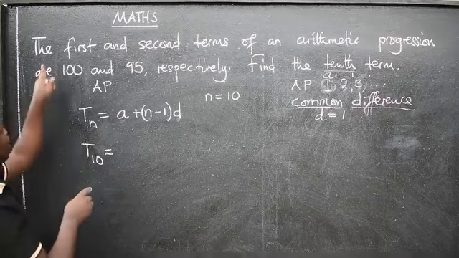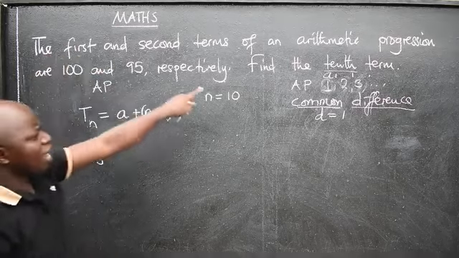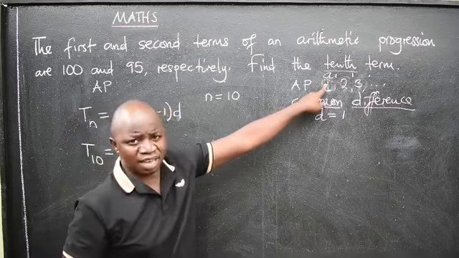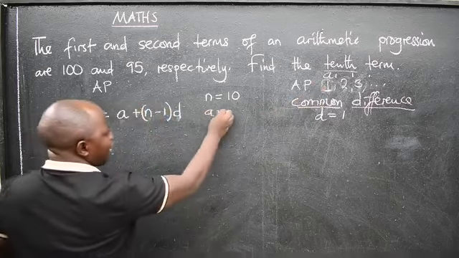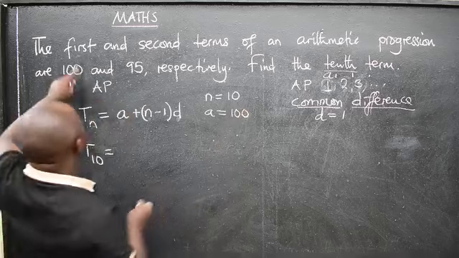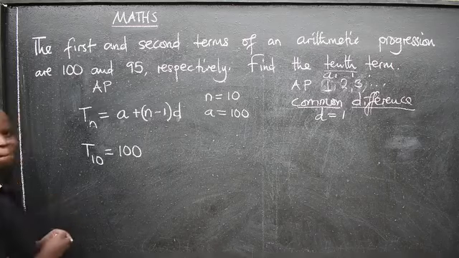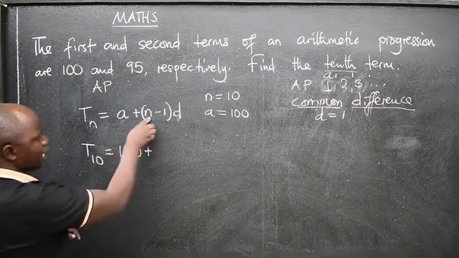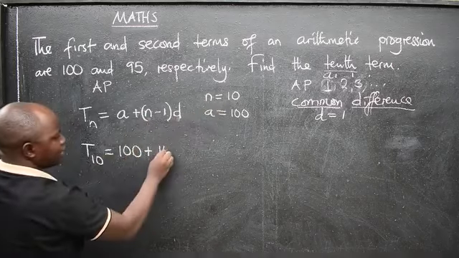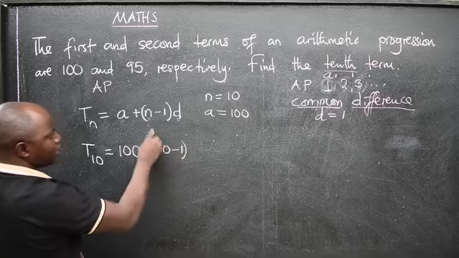What is our a? The question says the first term, and I've explained the first term is a. Are you seeing that? So our a here is 100. That is the first term. So 100 here. Plus n, remember n is 10, minus 1.